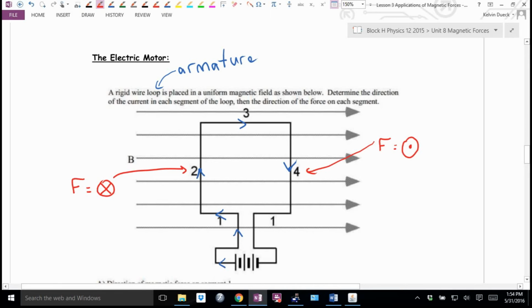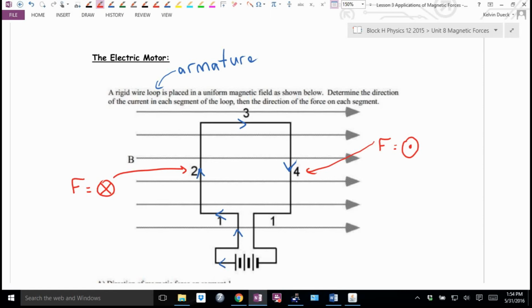Except this design sucks. There's a problem. This would only spin a half a turn. As soon as this wire got to this side, now it would still feel a force out of the page. As soon as location 2 got to this side, it would feel a force in. You would have this and come to a stop.